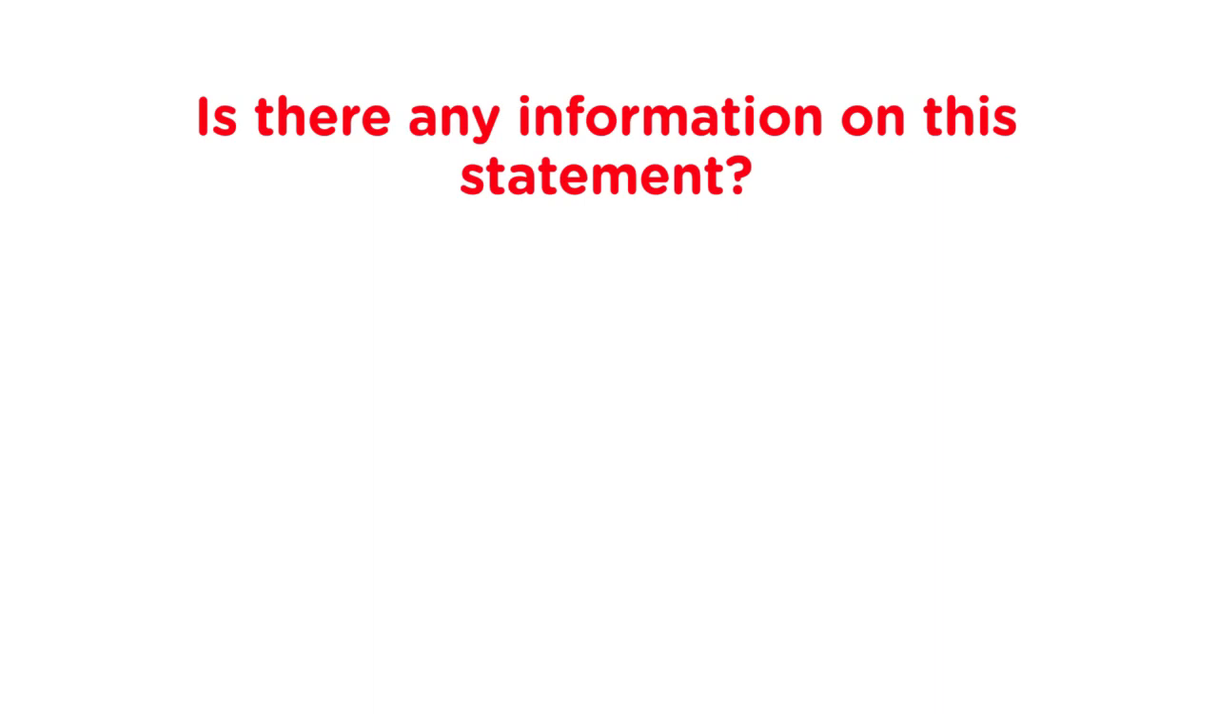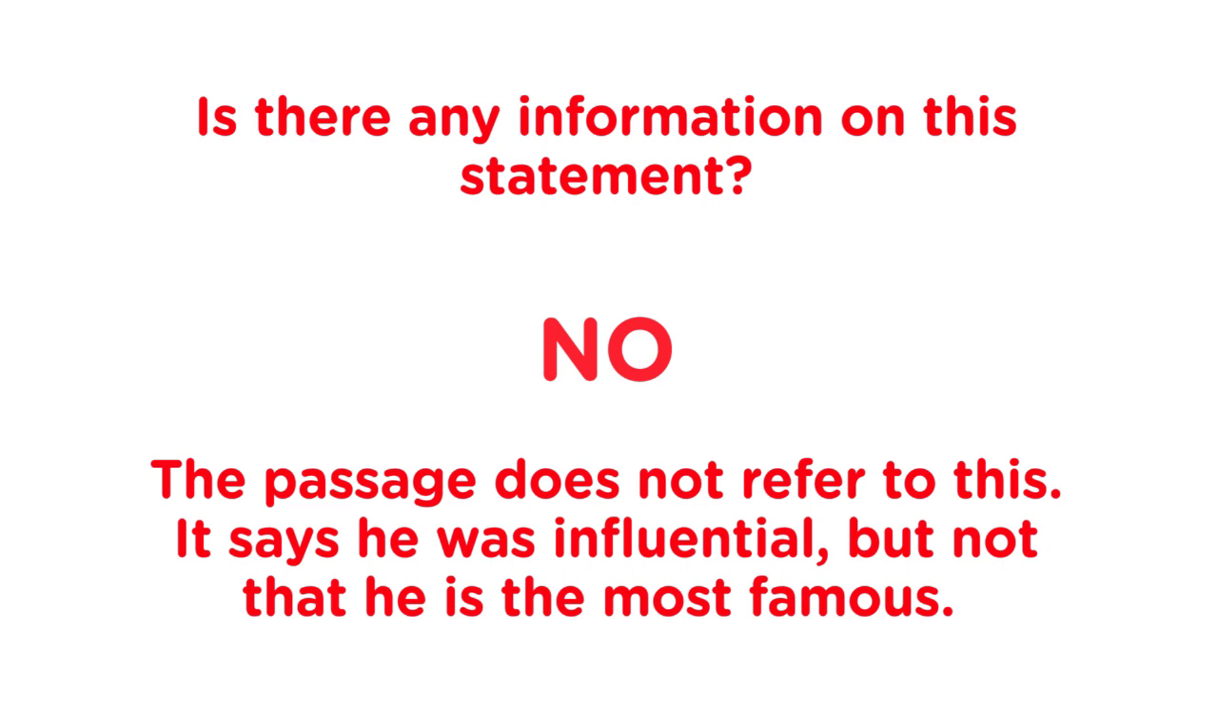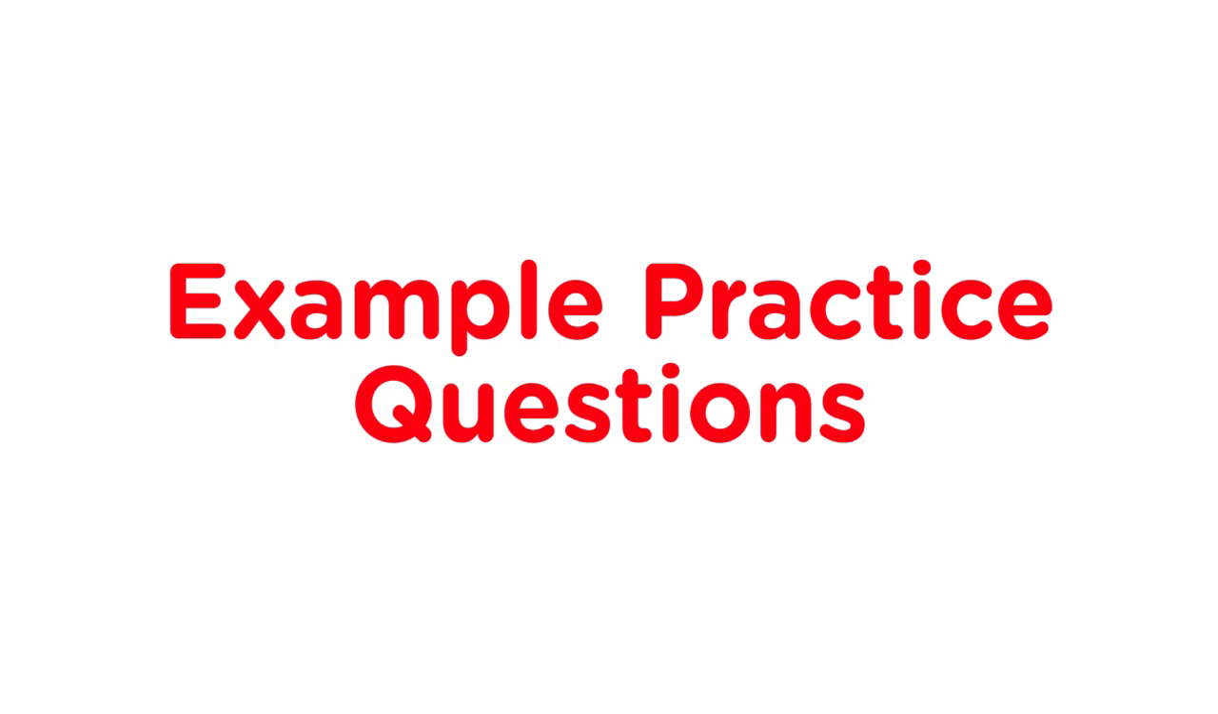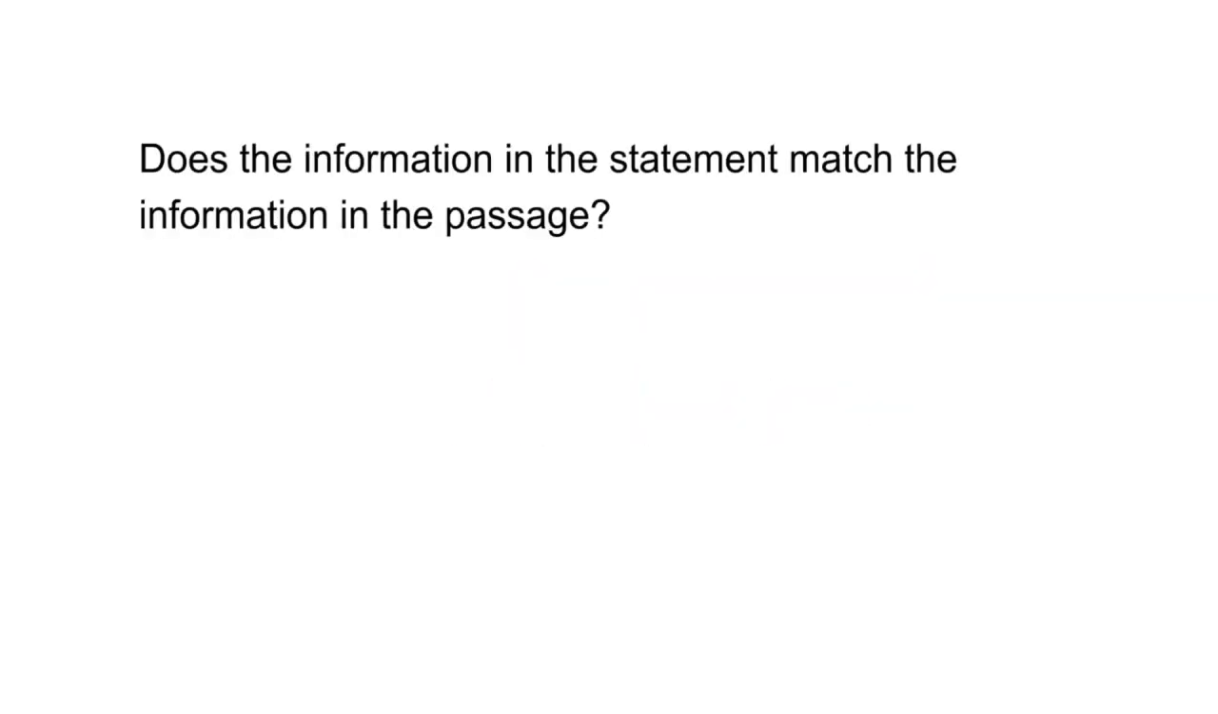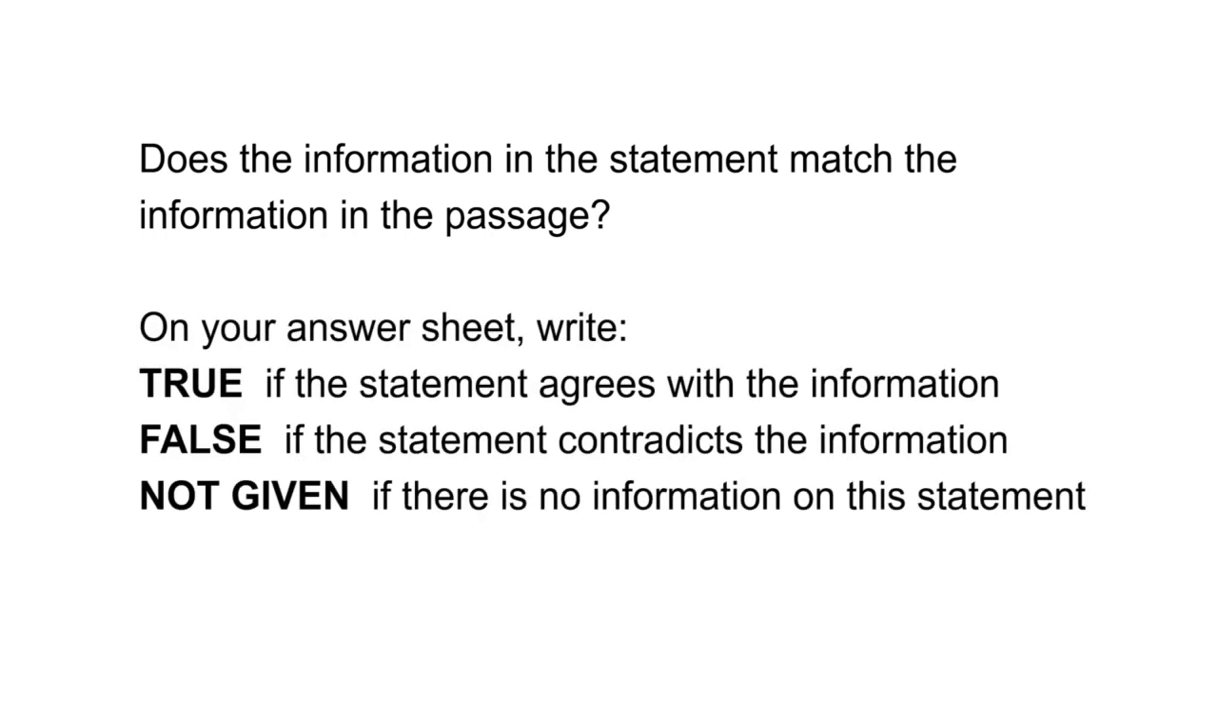Is there any information on this statement? No, the passage does not refer to this. It says he was influential, but not that he was the most famous. So this would be considered not given. Let's look at some examples. Does the information in the statement match the information in the passage? On your answer sheet, write true, false, or not given.